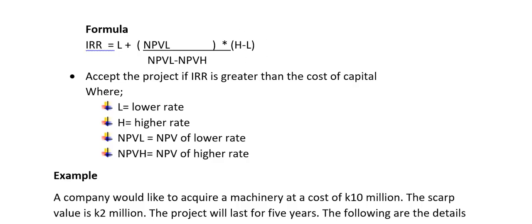Before the decision rule, let's interpret. L is the lower rate. So if you have got two rates, let's say 5 and 10, 5 is the lower rate. Then H is the higher rate, which is 10. NPVL stands for NPV of lower rate. NPVH stands for NPV of higher rate. So take note of that. Those are the two techniques that we'll be using.